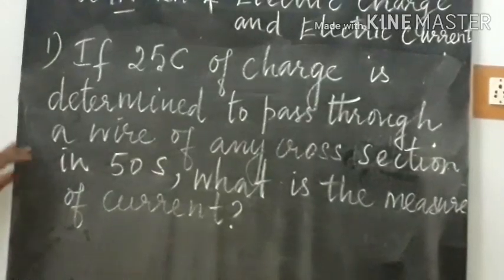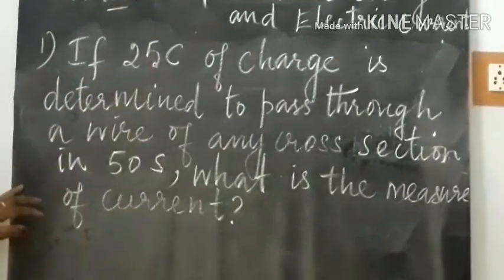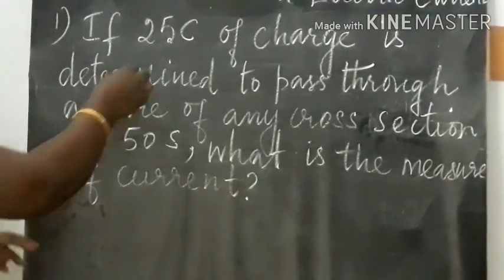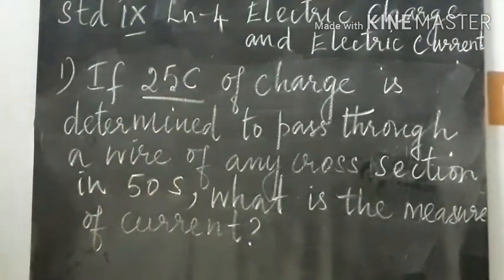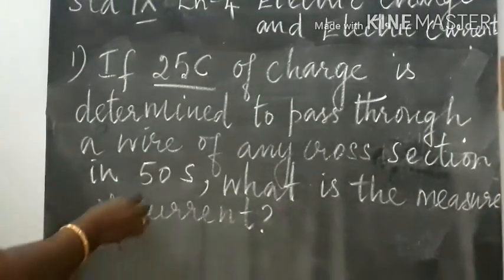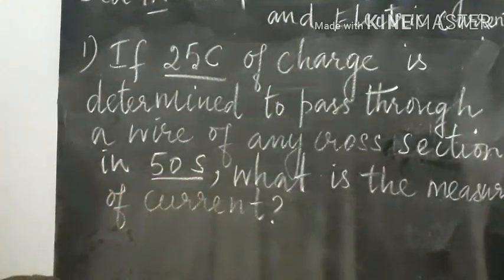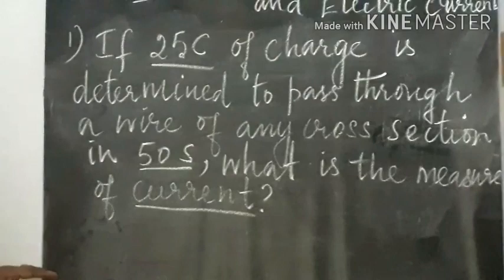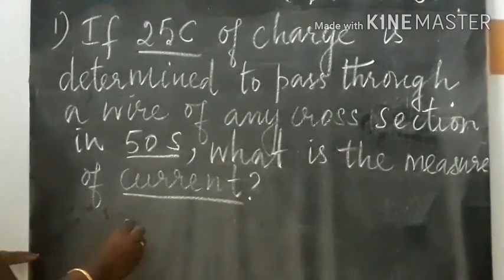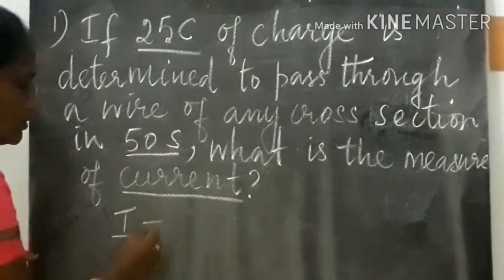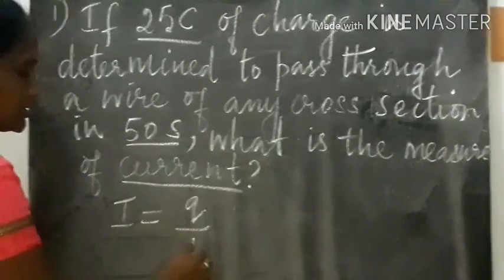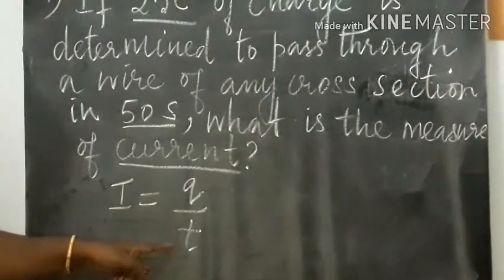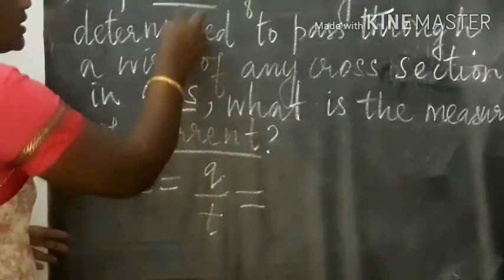Now let us see this problem. If 25 coulomb of charge is determined to pass through a wire of any cross section in 50 seconds, what is the measure of current? So we are asked to calculate the quantity of current. What is the formula? The current I is equal to Q by t. Q is the charge, t is the time taken. So what is the value of Q? That is 25.